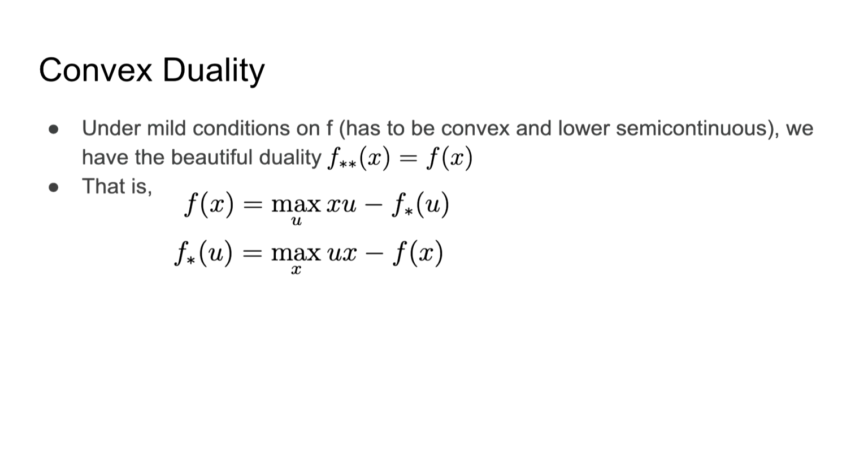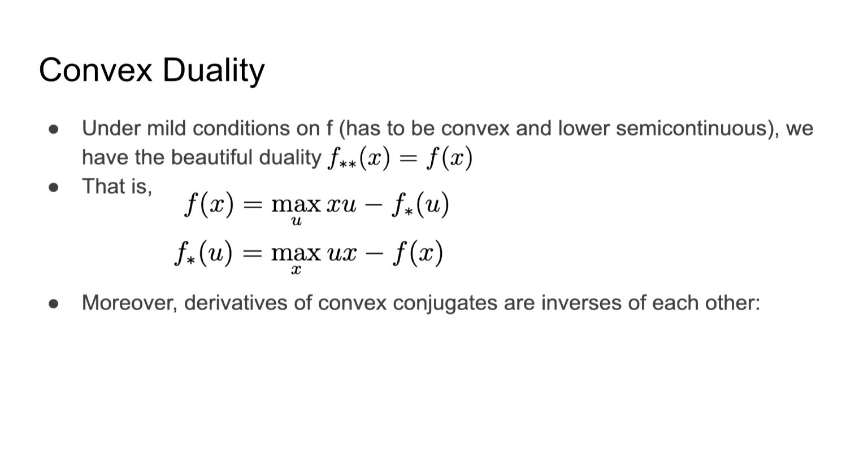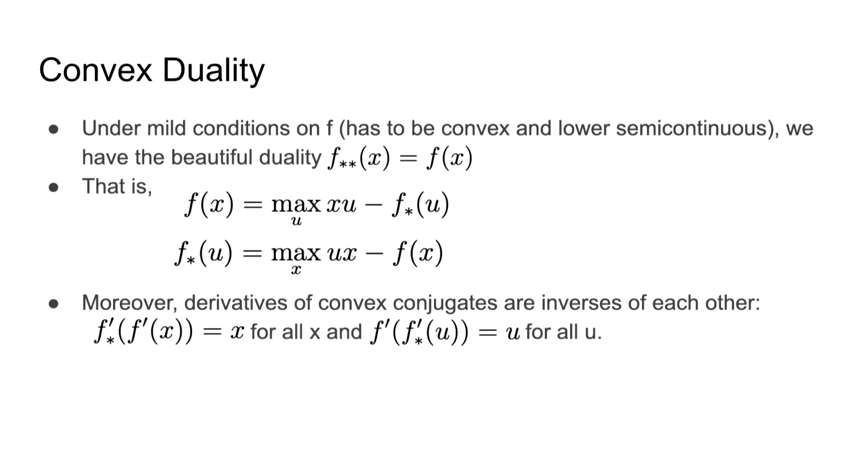So what this means is, not only can you write the conjugate as an optimization over the function, but you can write the function as an optimization over its conjugate. And this will be very useful in pretty much all the applications. And then the second nice property is that the derivatives of convex conjugates are inverses of each other, meaning if you look at the derivative of f, look at the derivative of the conjugate, apply them in either order, and you'll get the identity function.